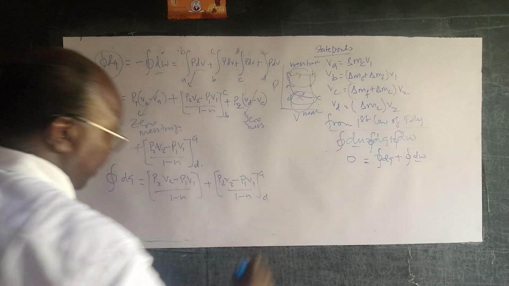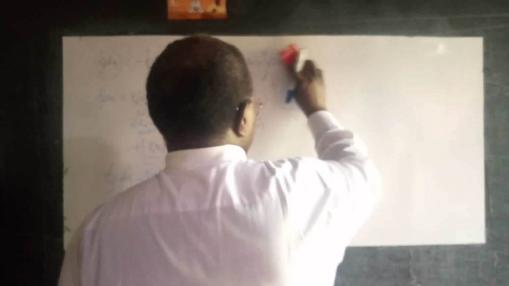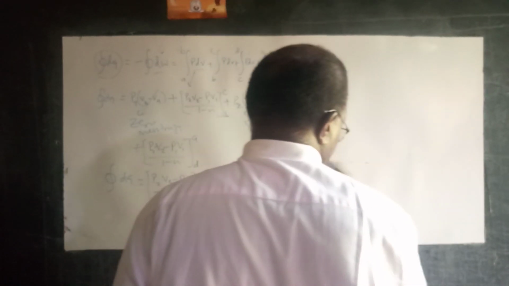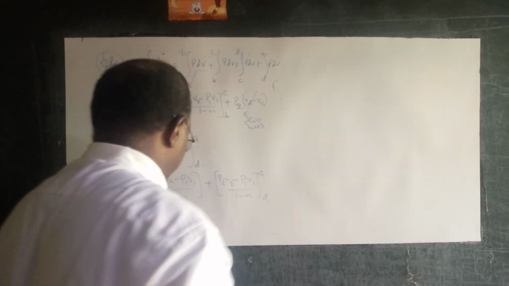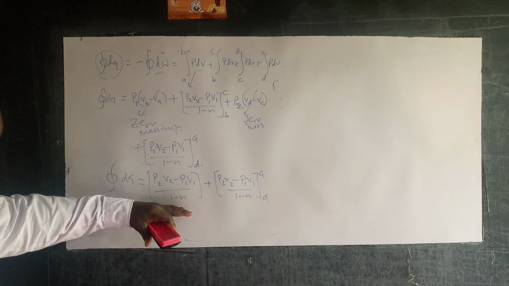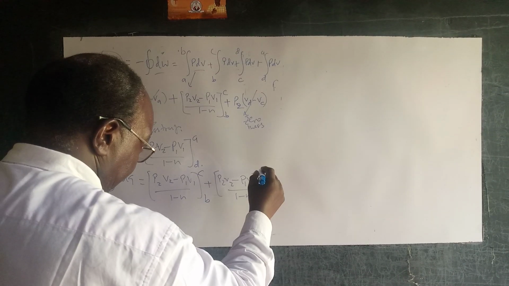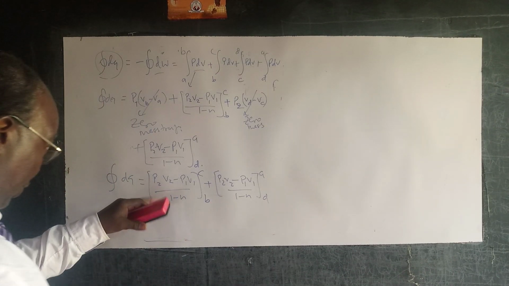Now let us solve for this particular expression for heat. So what do we have in this particular case? What did we put our limits? This limit was CB. This was AD.